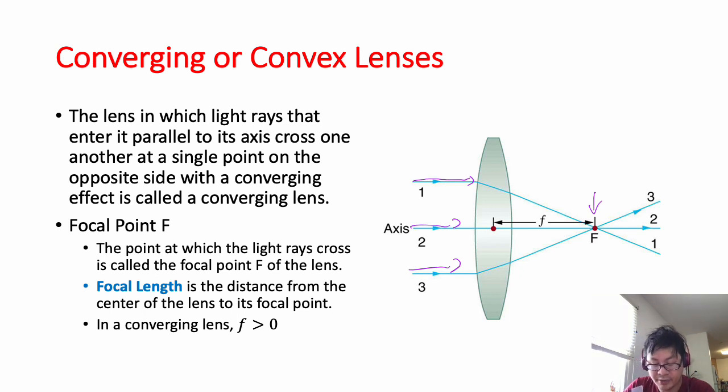And there we have some other terminology. It is the focal point F here. Focal point F is the point at which the light rays cross each other. And the distance from the focal point to the center of the lens, we call it the focal length. In convergent lenses, F is larger than 0.